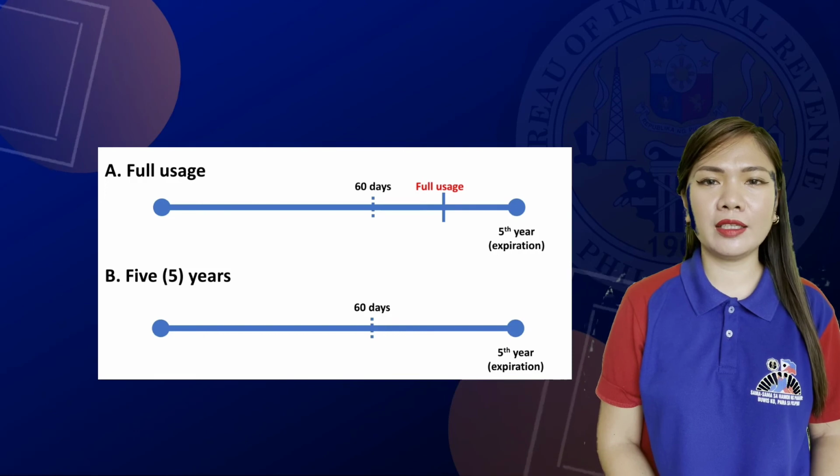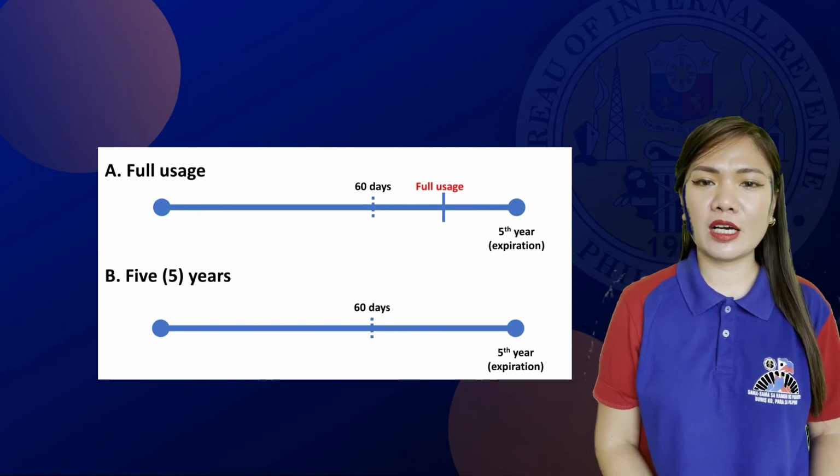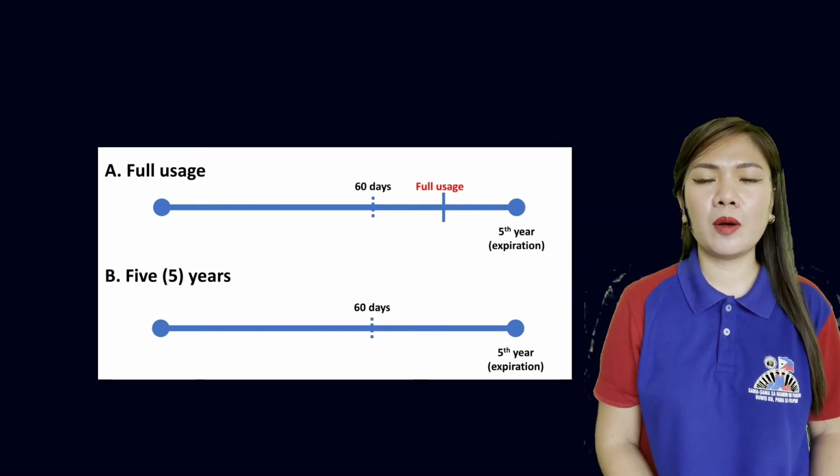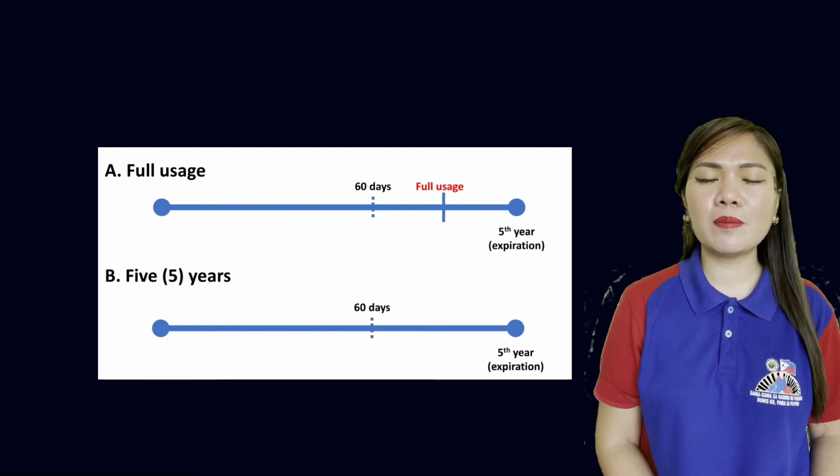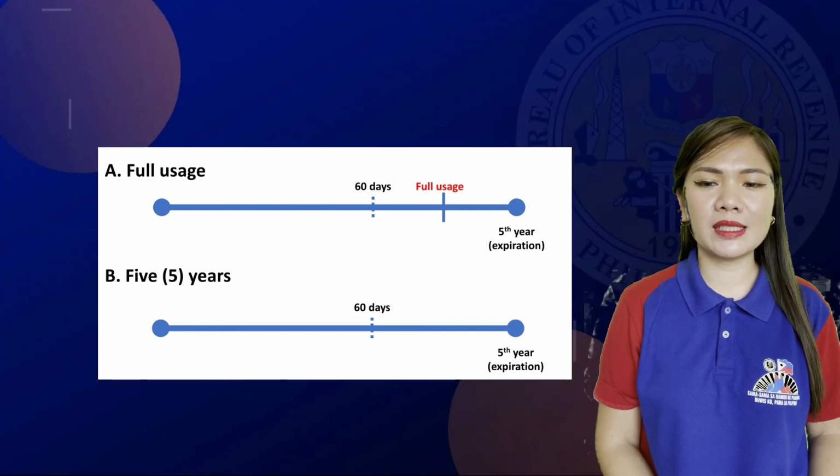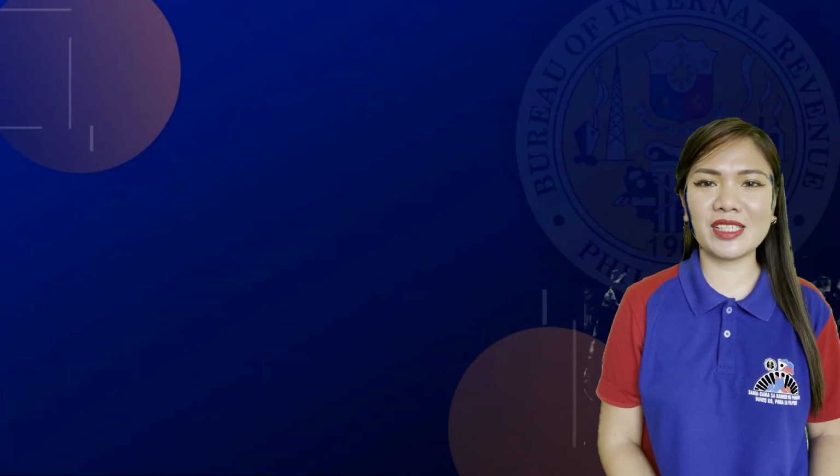On the other hand, if your booklets has not yet been fully consumed but your ATP is almost expired, then you must apply for a new ATP 60 days prior to its expiration. That will be all for the general rules and requirements for business registration.